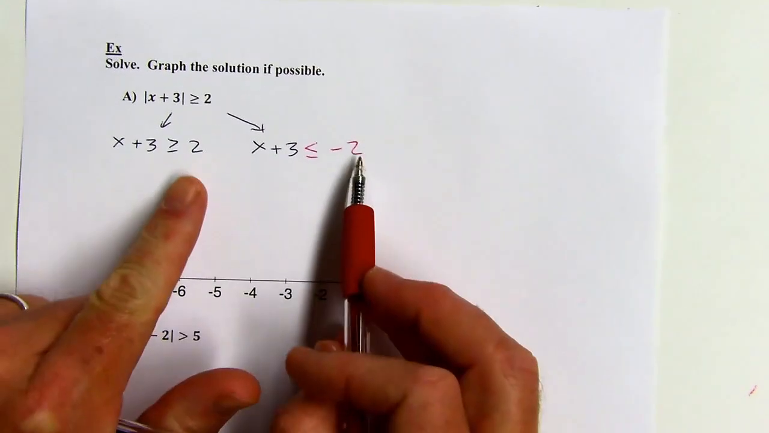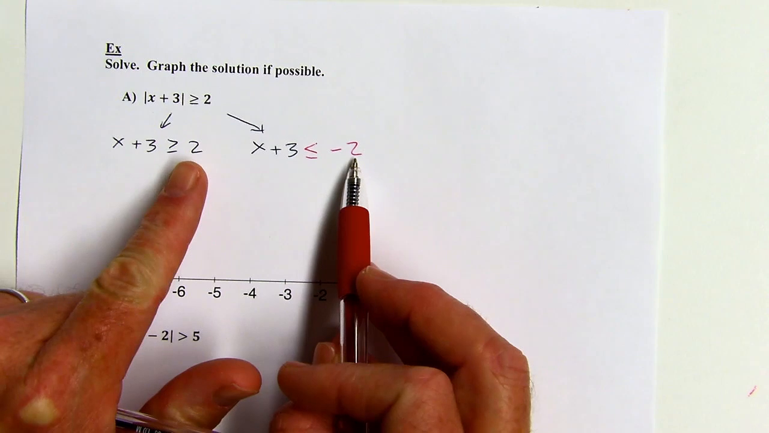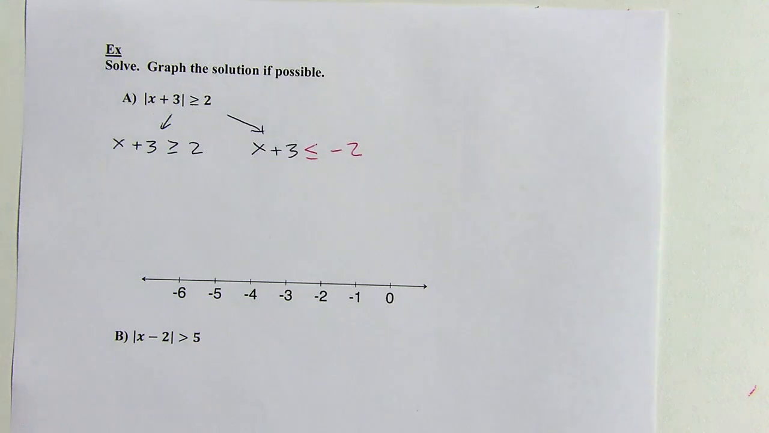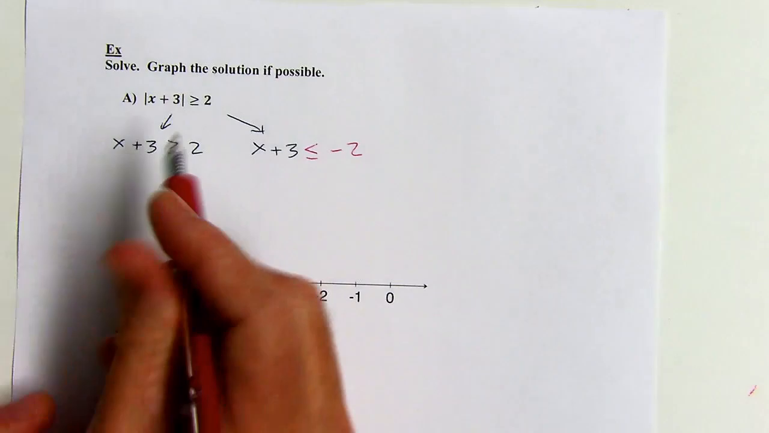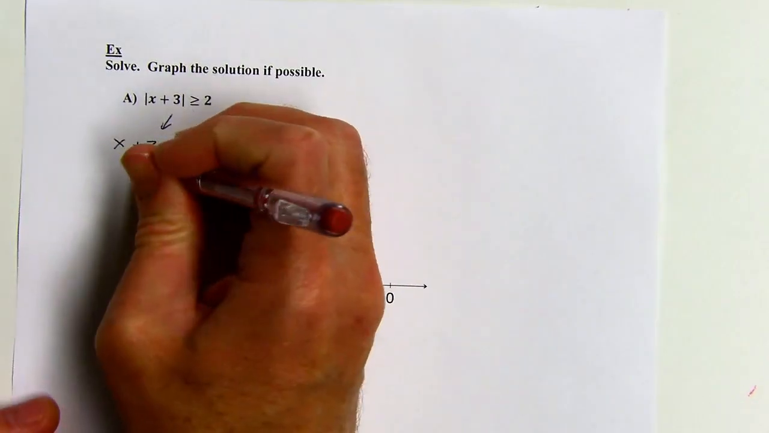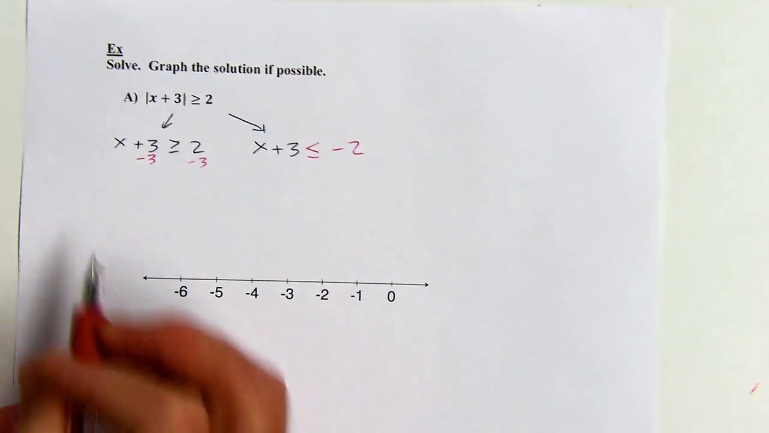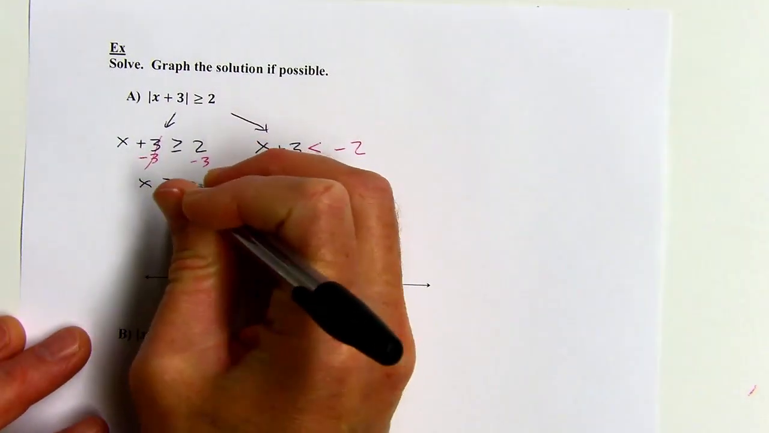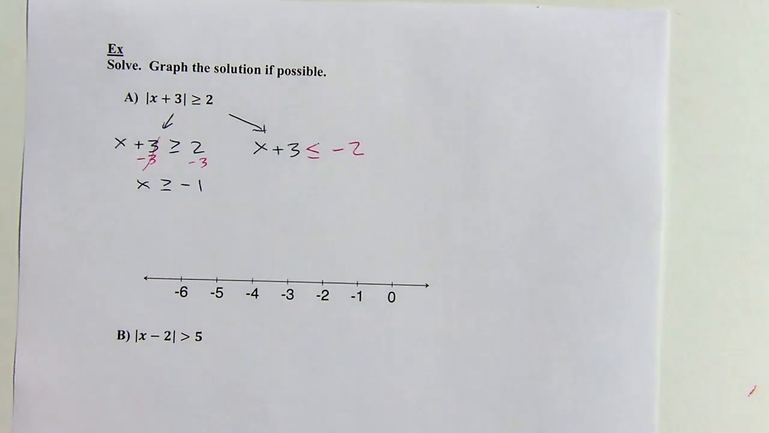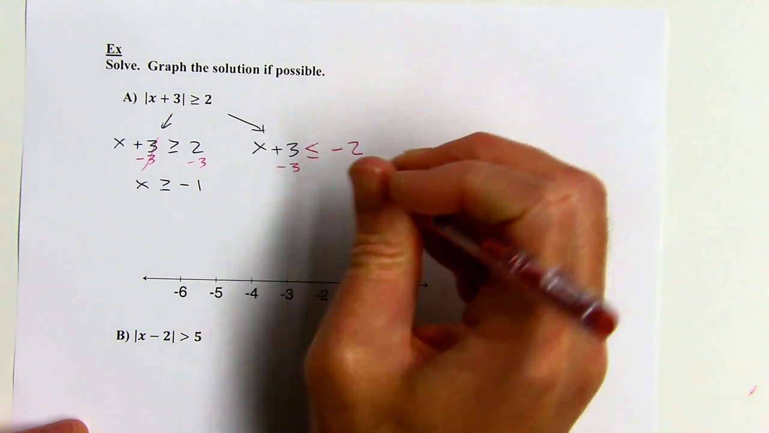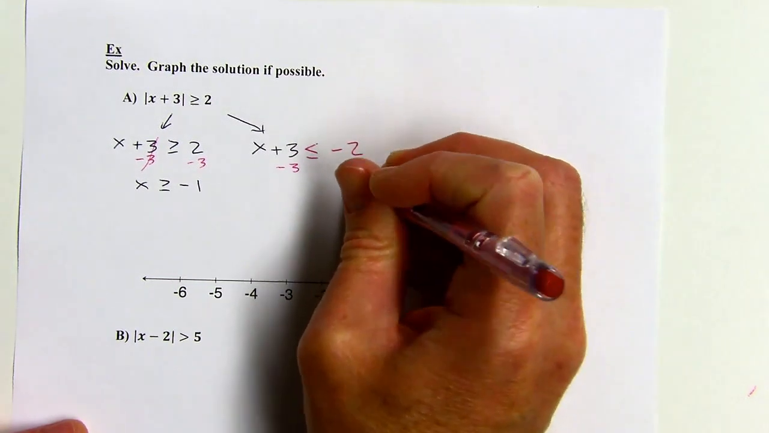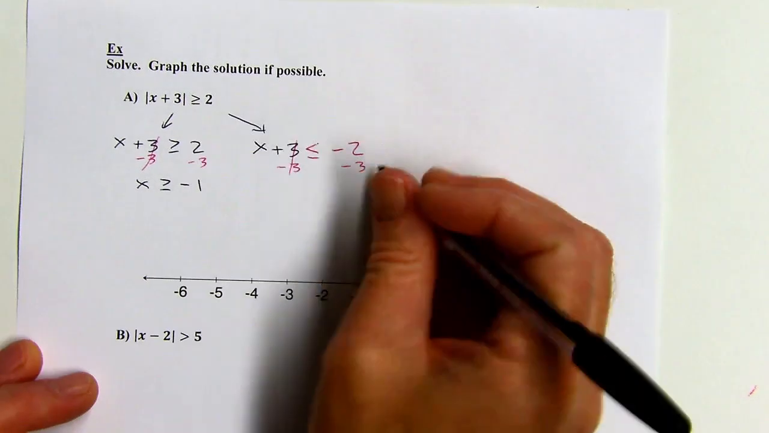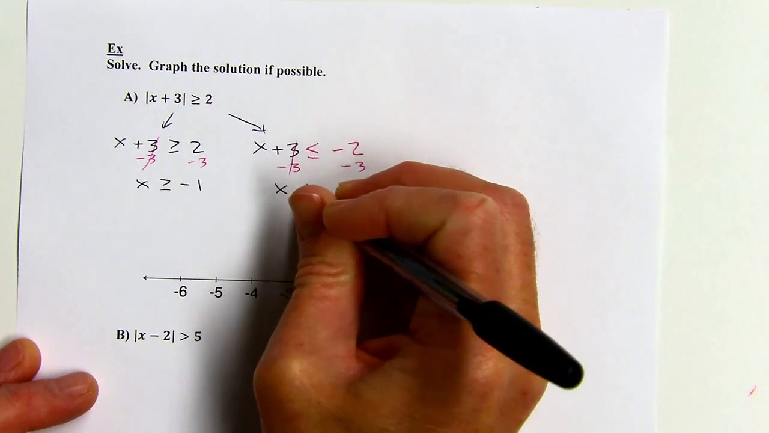So these are going to represent the two spots that are 2 units away from 0 on the number line. Okay? All right. Then I'm going to solve both of these, and then I'll have my solution. So on this left inequality, I'd have to subtract 3 from both sides to isolate the x. So that will cancel. Okay, so I've got that piece. Over here, I'm going to subtract 3 from both sides. And then -2 minus 3 would be -5.